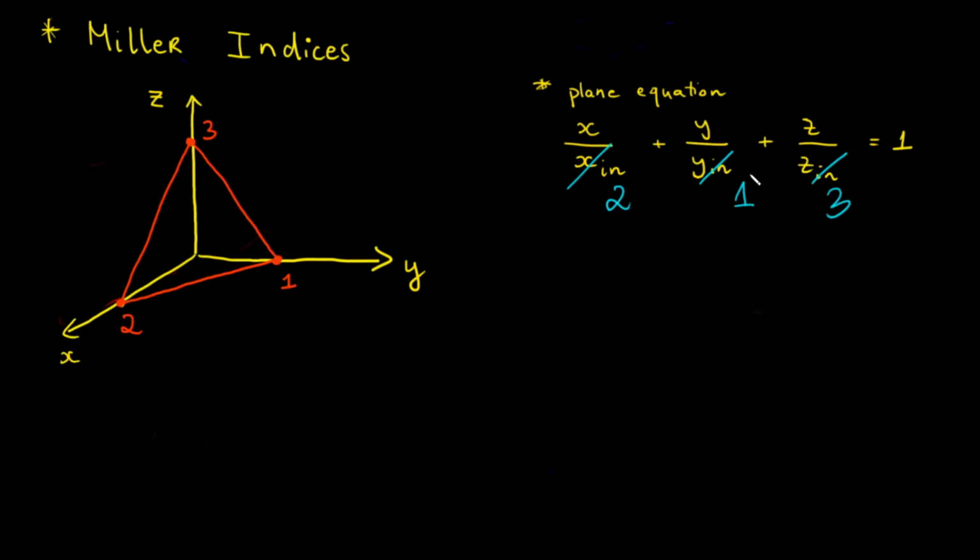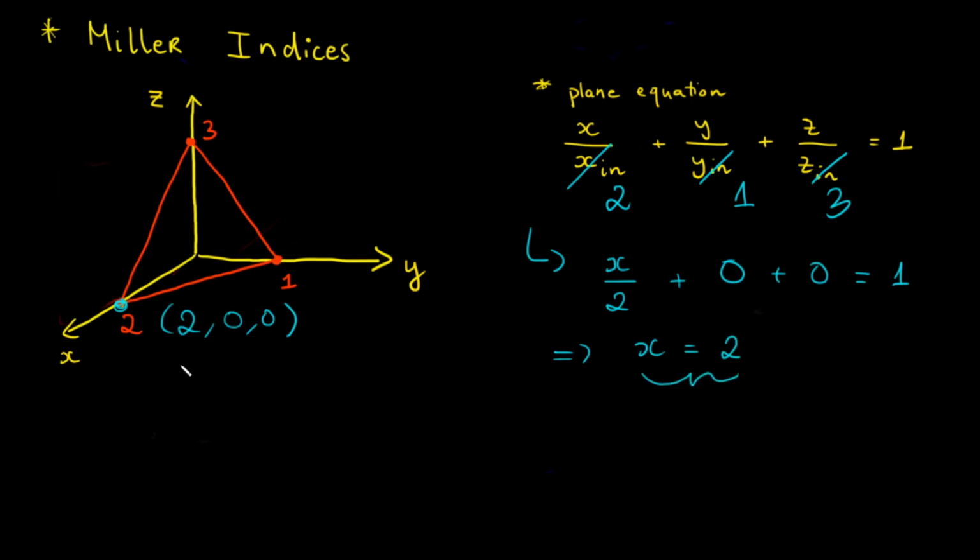Let's check if this equation is valid. Let's pick the point over here, which is the intersection between the plane and the x-axis. The point is going to be 2 for x, and z and y are 0. If you plug this point into this plane equation, you're going to have x over 2, and since y and z are 0, you're going to have 0 and 0, equal to 1. Now you do some arithmetic: your x is going to be 2, and it matches this point right here. So this plane equation is valid.